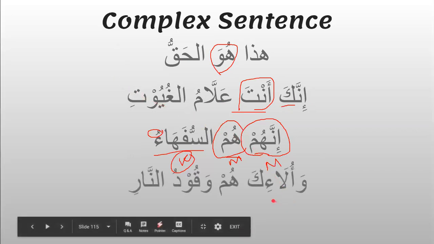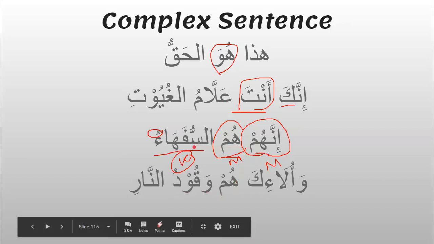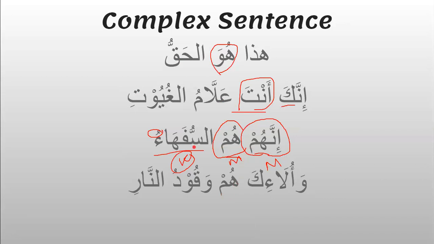You can see another example and it will be clear. Ulaika. Ulaika means what? Those, right? Then come home. Whom means what? They. So those, they, waqudun nar, they are the fuel of fire. So you understand? Sometimes it comes like this. It's basically emphasizing the mubtada.